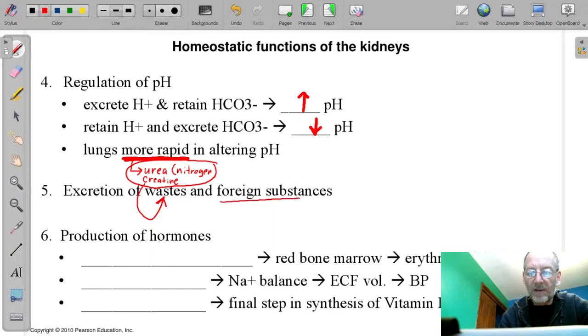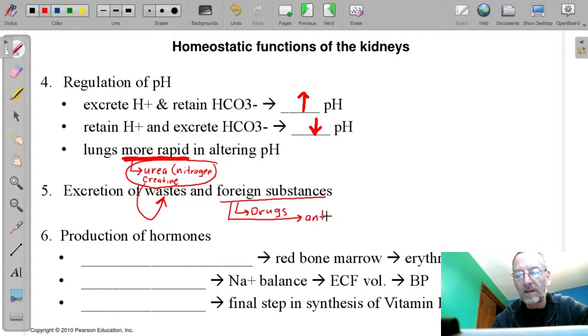And foreign substances, things like drugs, are cleared from the body. Some of those are cleared by the kidneys, some are cleared by the liver, some are excreted with the feces. Those that are excreted by the kidneys include drugs and, importantly, antibiotics. Kidneys are very good at removing things that aren't normally in the blood, like an antibiotic. And we'll get to that mechanism of how they clear those substances from the blood shortly.